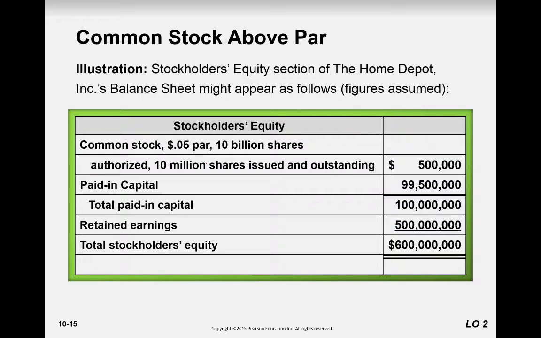When you do that, here's how the stockholders' equity section of your balance sheet is going to look. You see the 5 cents par, 10 billion shares are authorized, and 10 million were issued and outstanding. These numbers are the same when there is no treasury stock. And remember, treasury stock is you purchasing back your own stock. And then here's our additional paid-in capital and total paid-in capital, to get our total stockholders' equity section.